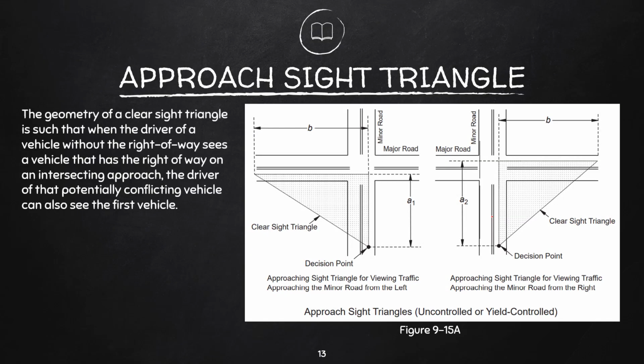The geometry of a clear sight triangle is such that when the driver of a vehicle without the right of way sees a vehicle that has the right of way on an intersecting approach, the driver of that potentially conflicting vehicle can also see the first vehicle. So they will be able to see each other. Okay?